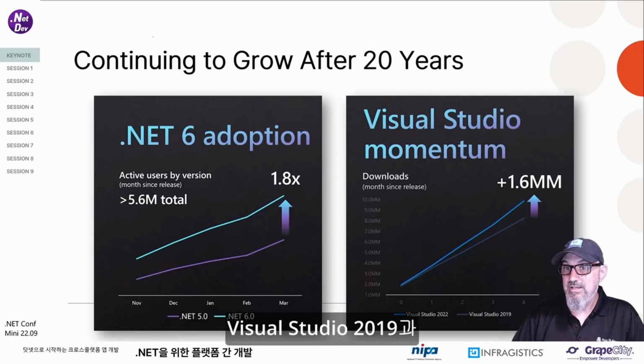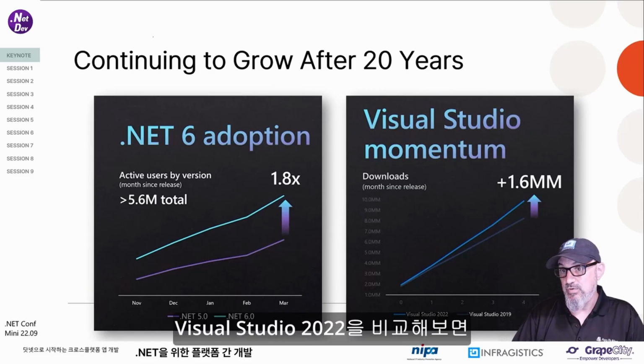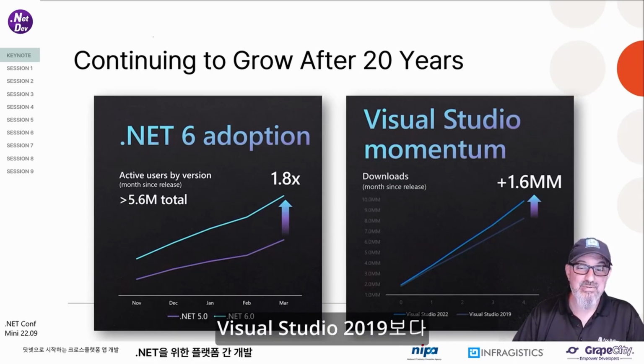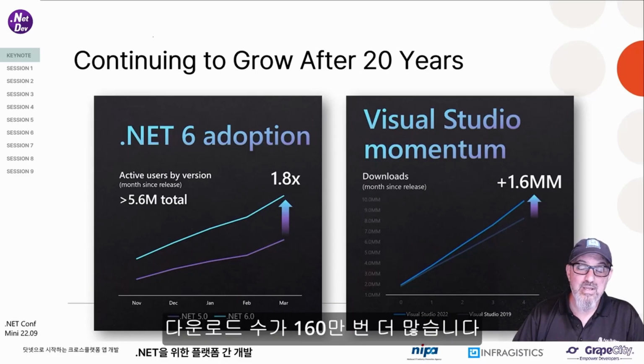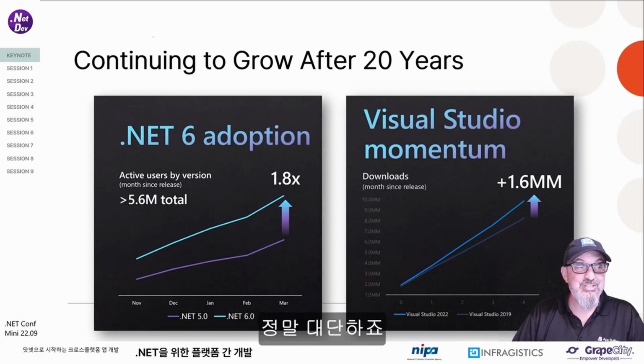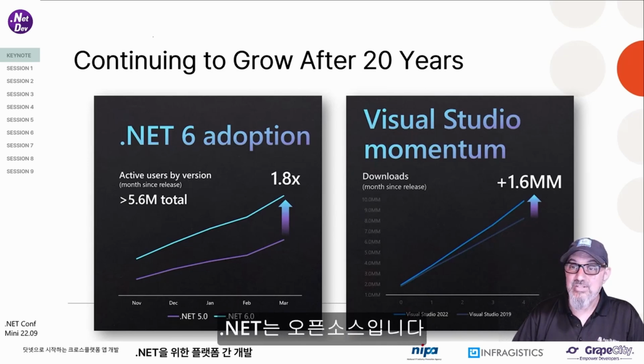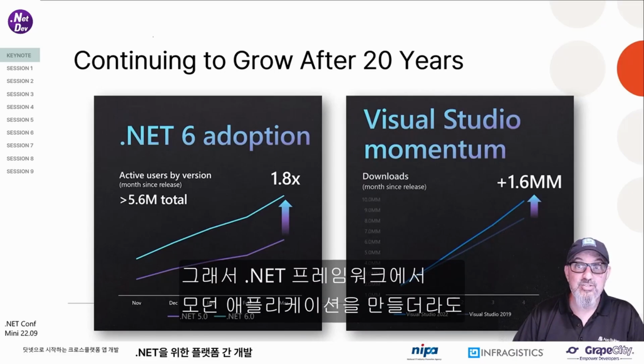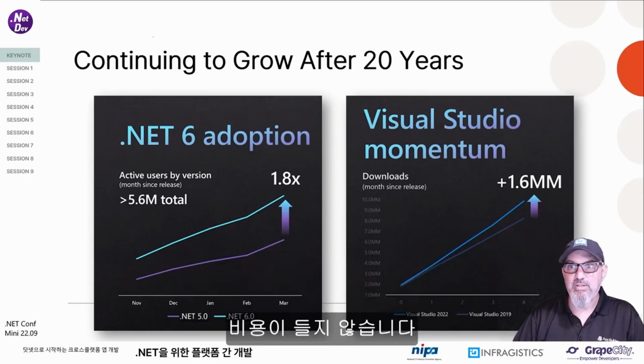If we look at Visual Studio 2019 versus Visual Studio 2022, there's 1.6 million more downloads of Visual Studio 2022 over the same period of Visual Studio 2019. This is pretty remarkable. Now, what fuels this? .NET is open source. Visual Studio has different versions that are free. So there's no cost to get started to build modern applications on the .NET framework today.